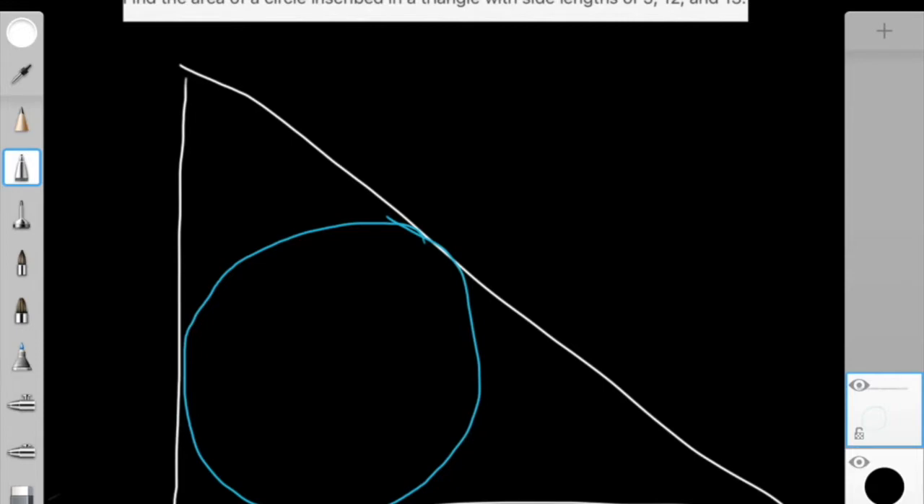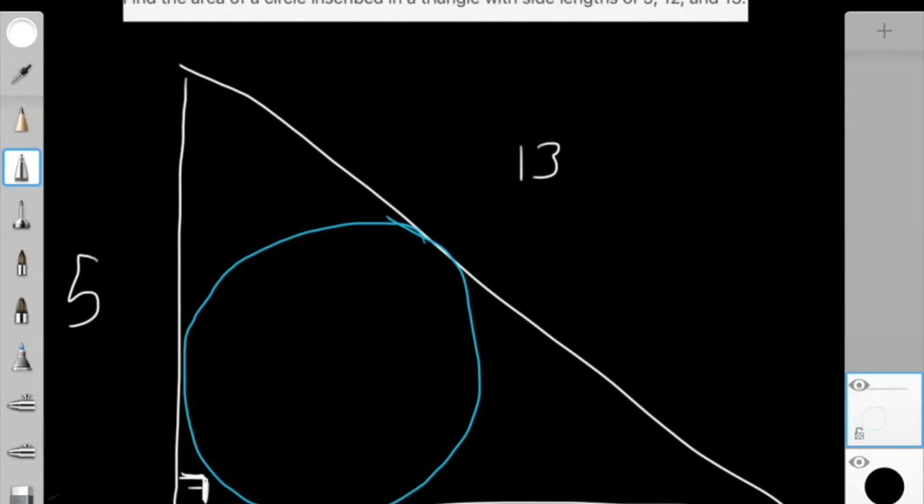Find the area of a circle inscribed in a triangle with side lengths of 5, 12, and 13. Now we know our triangle is going to be a right triangle because the side lengths are 5, 12, and 13, right? 5 squared plus 12 squared equals 13 squared. Okay, and since it's a right triangle, we have our little right angle indicator down there.